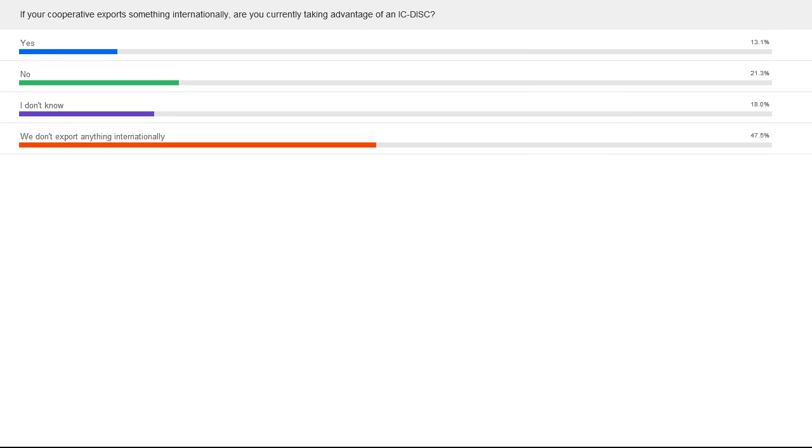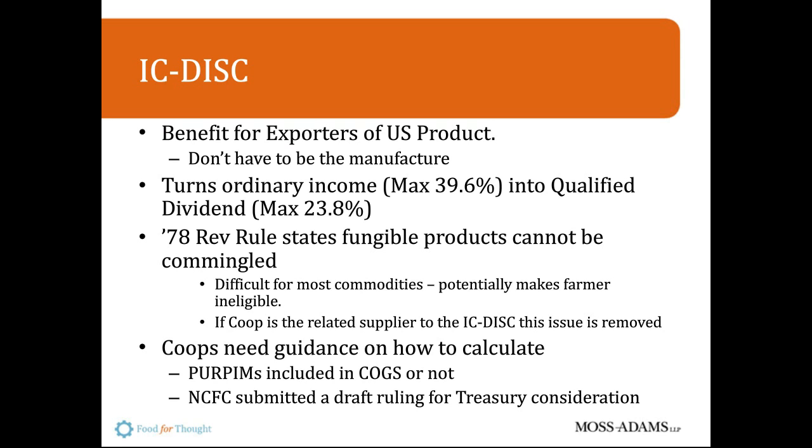All right. Looks like a lot of co-ops don't export anything internationally. And I'm surprised by this number, but 13% are actually doing it. I am aware of several co-ops that are utilizing the IC-DISC, but I'm surprised by that high of a percentage. So that brings us to our next slide, talking briefly about the IC-DISC.